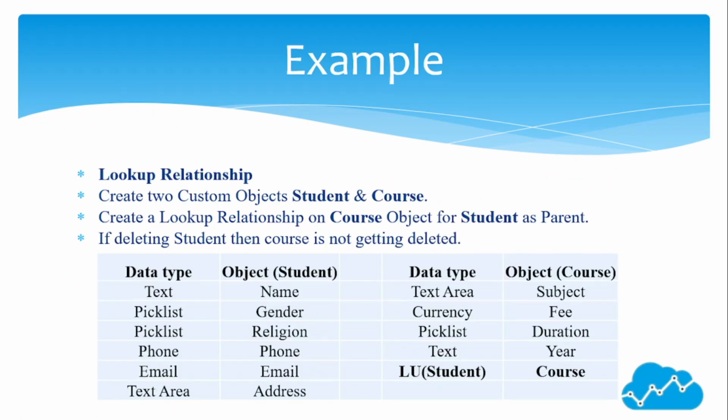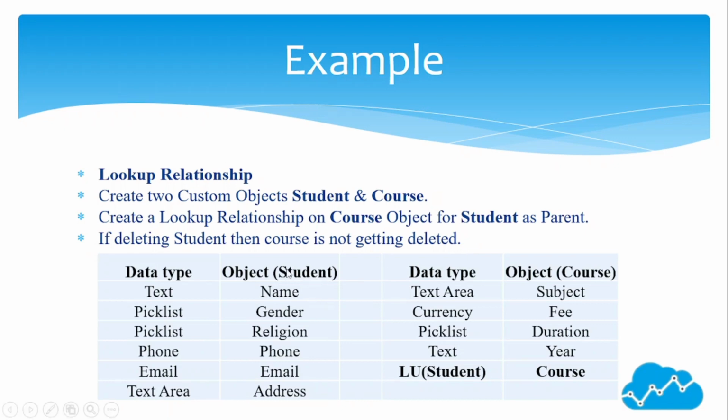Let's see an example for lookup relationship. Create two custom objects. Create a lookup relationship on the course object with student as parent. If we delete a student, then the course is not getting deleted. But in master detail relationship, it is going to be deleted.